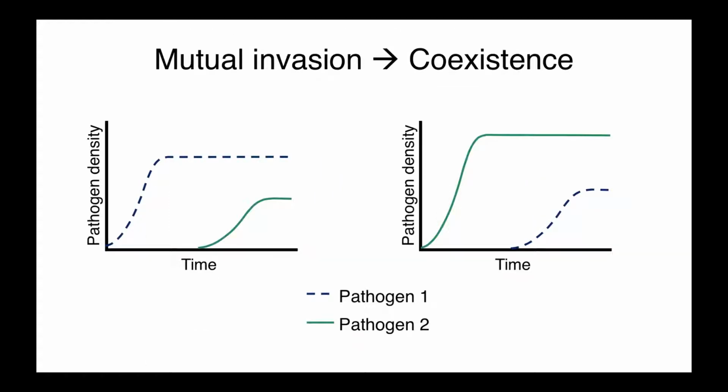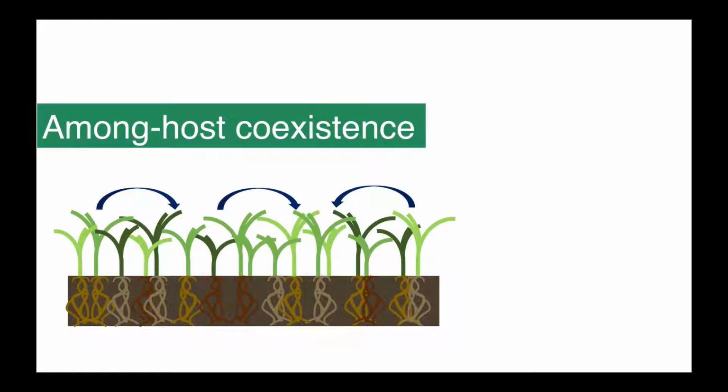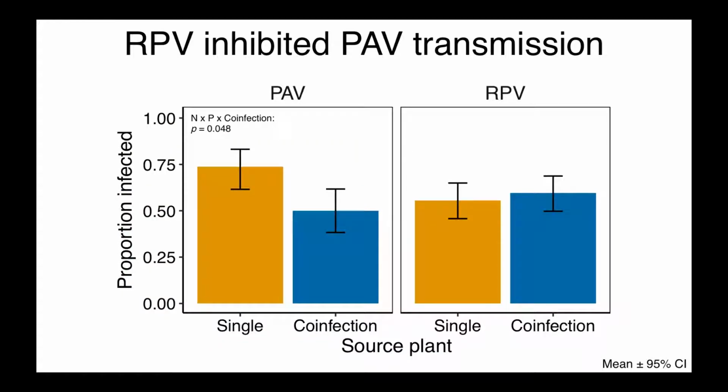So we had some mutual invasion. So then the next question is, if we are thinking about a population of plants, does this scale up? Do we get coexistence at that scale as well? And one factor that could limit that is the transmission.